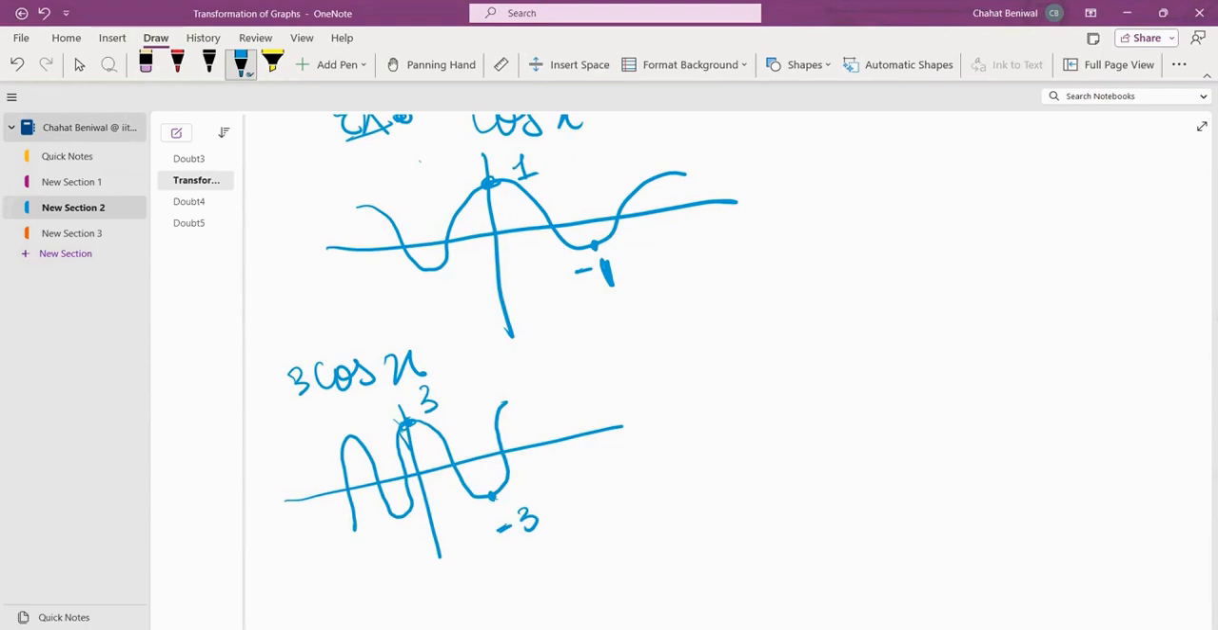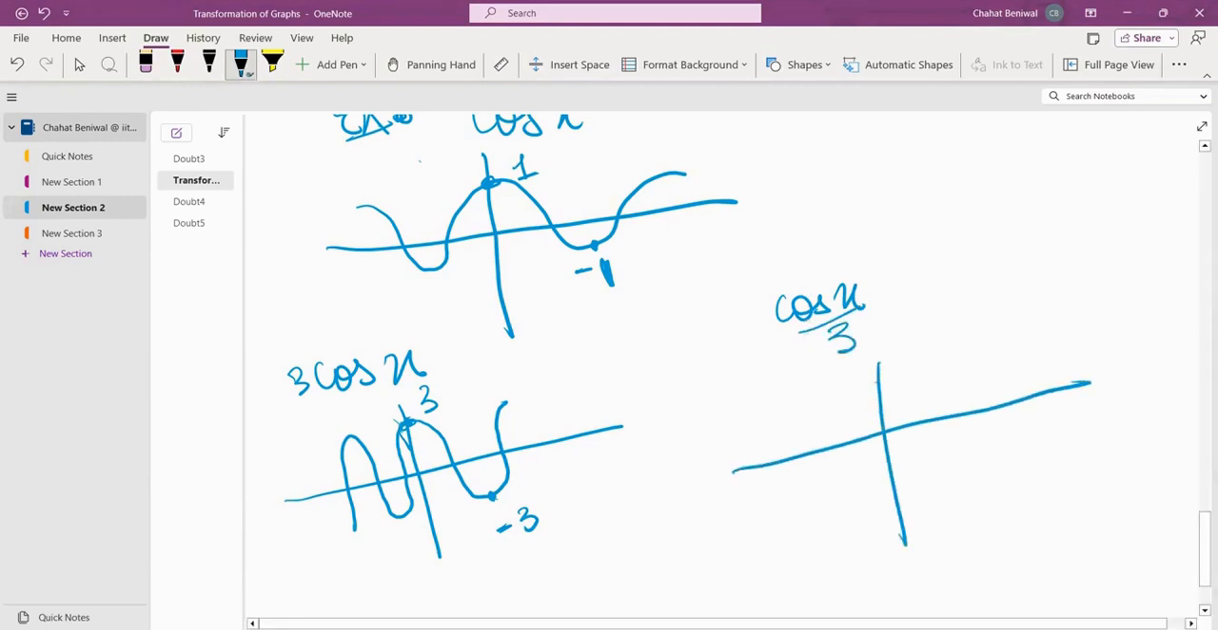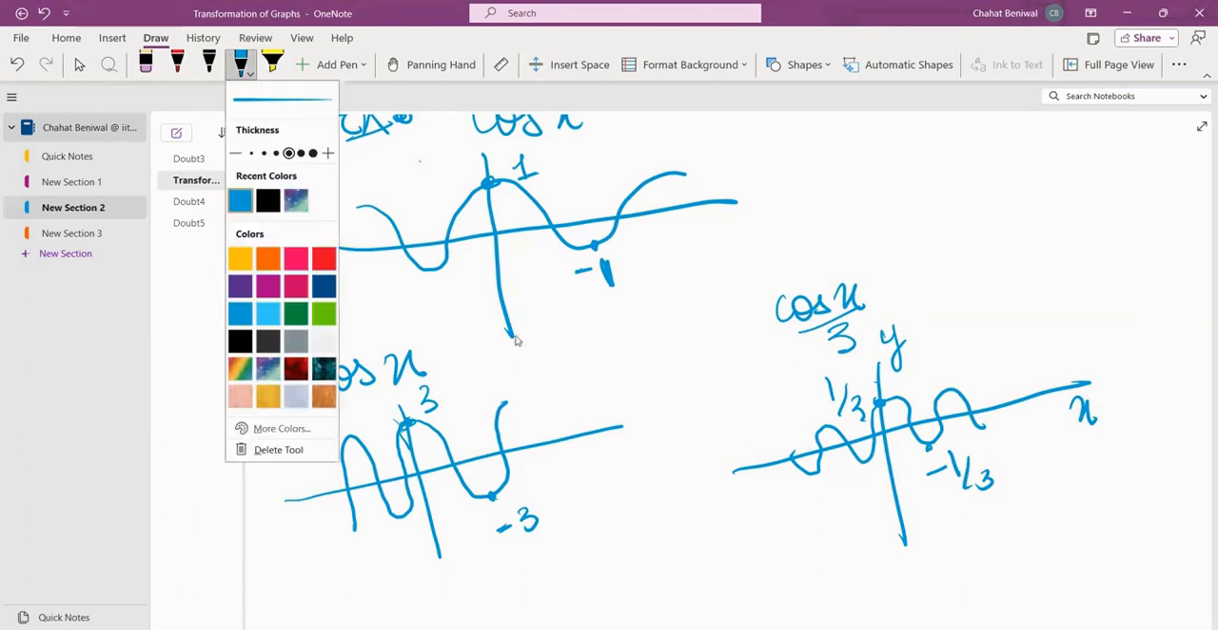And cos x by 3. So this is going to become short: 1 by 3, and this is going to be -1 by 3. There is no change along the x-axis. The change will be along the y-axis. So this was a transformation. Let us move to our next transformation.